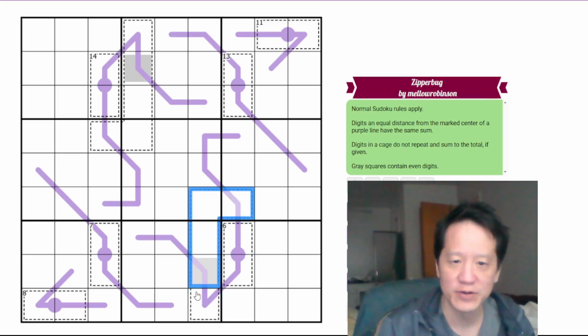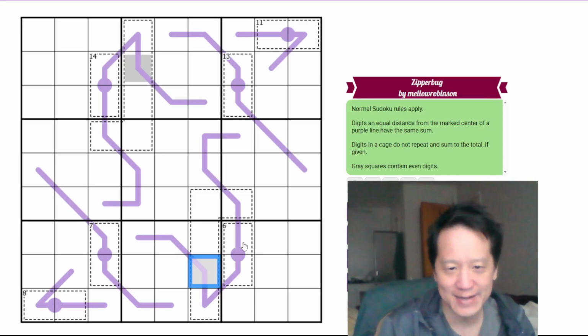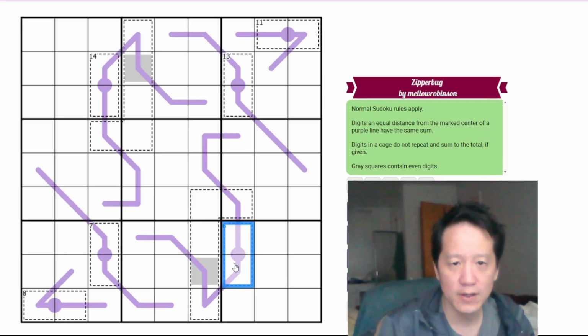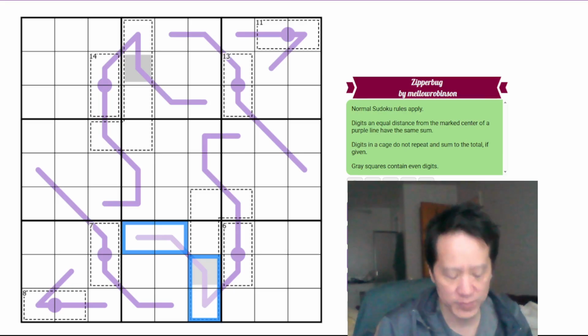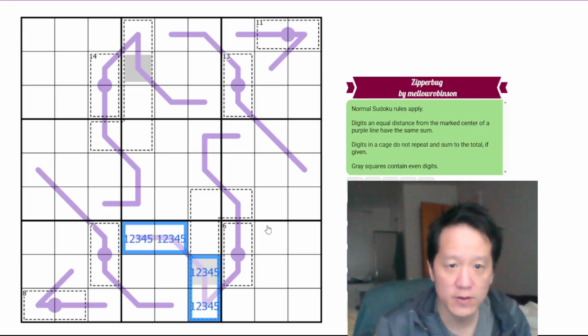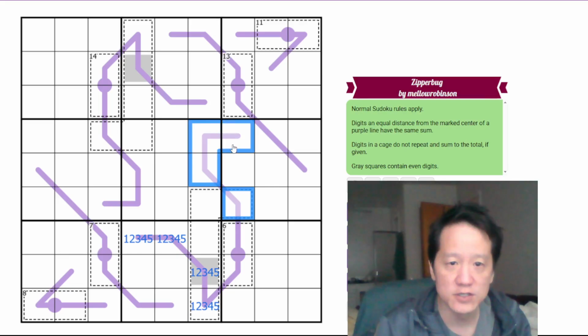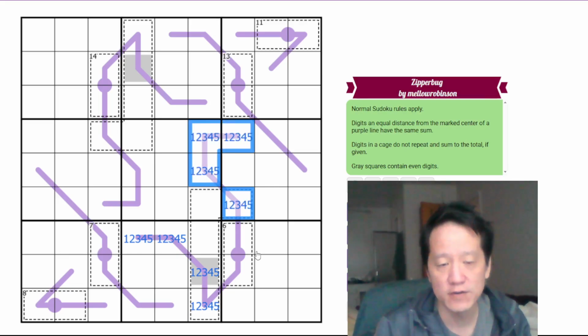Actually, this doesn't help there. That's not a good thing to focus on, I guess. We do know these 4 digits must add up to 6. So they have to be the digits 1 through 5. So let's mark that there. That means similarly, these digits must be the digits 1 through 5. And these have to be different digits from each other.